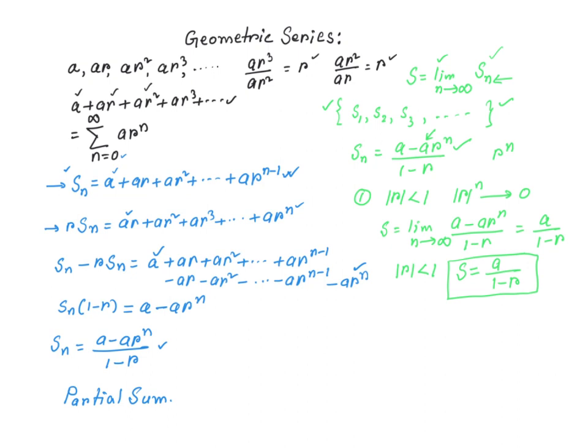Now, what happens in other cases? So case number 2, when r is equal to 1, okay? In that case, of course, we have a problem. Divergence problem in the denominator. If r is 1, 1 minus 1 is 0. So we run into problems. So convergence doesn't work. So case number 3, when r is greater than 1.